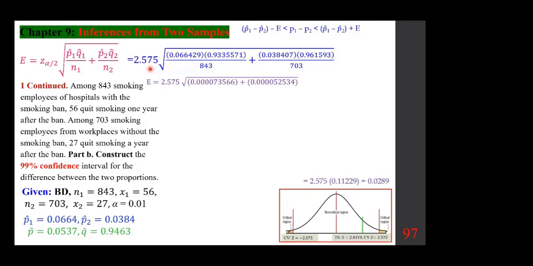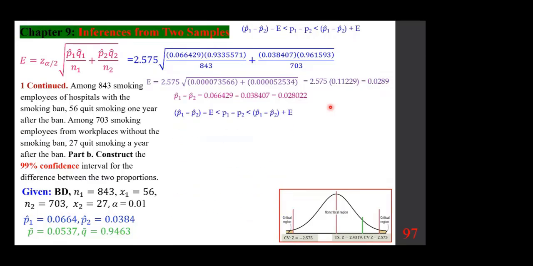You do the math, and you end up with E being this number. So this takes a little bit of time to calculate. Now, P1 hat minus P2 hat, it's pretty straightforward. We have them here. Subtract this number from it, add to it. So P1 hat minus P2 hat becomes this. We are going to subtract this number from this and add to it. It results in the following.